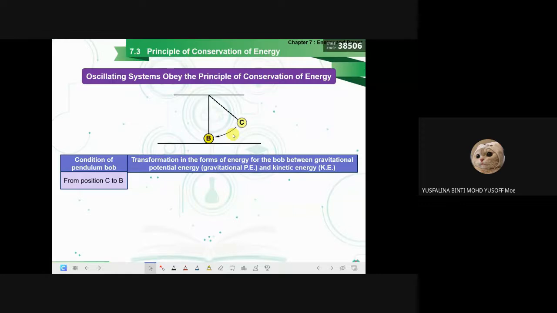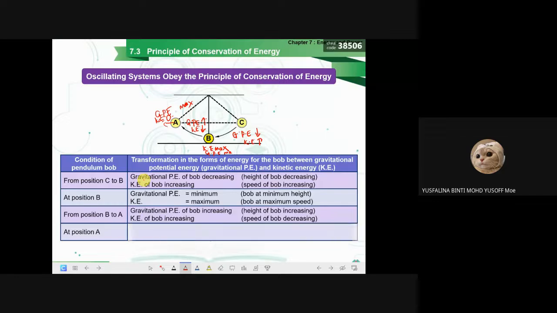Now, it comes from C to B. So they oscillate like that. Now from C, if we go back to B, again the gravitational potential energy will change form to kinetic energy. So the gravitational potential energy will decrease, but the kinetic energy will increase between C and B. Then when it reaches B, all the gravitational potential energy has changed to kinetic energy. So here the kinetic energy is maximum, while the GPE, gravitational potential energy, is minimum.